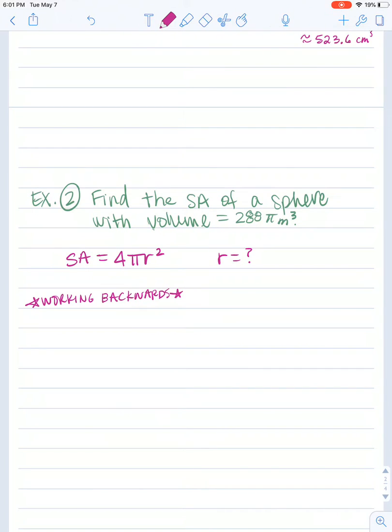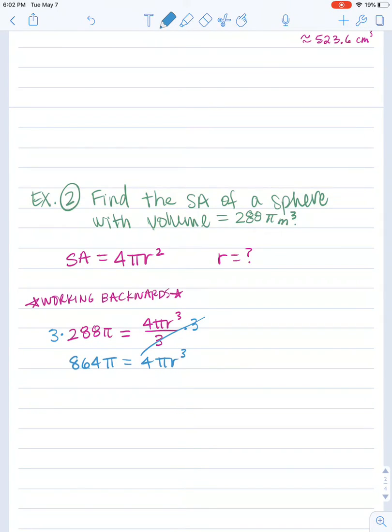Okay, so we're going to take the volume, 288 pi, and we're going to set that equal to the formula for the volume of a sphere, which is 4 pi r cubed over 3. Now whenever we have fractions, we want to try to eliminate those fractions. It's easier to work with if it's not a fraction. So we have to multiply both sides by the denominator. So we're going to be doing 288 multiplied by 3. So it cancels it out on the right hand side. 288 times 3 is 864 pi. And then I'm left with 4 pi r cubed.